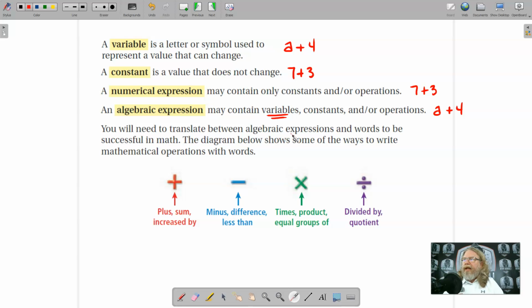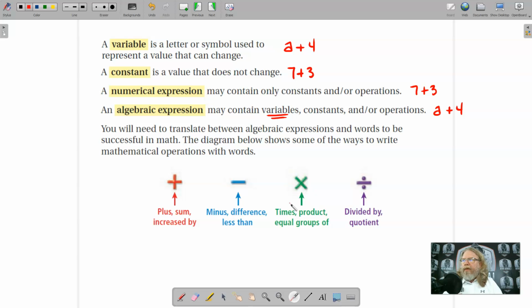So let's go ahead and read further. You'll need to translate between algebraic expressions and words to be successful in math. The diagram below shows some of the ways to write mathematical operations with words. So what words do we use to represent certain operations? Well, we have addition, subtraction, multiplication, and division. For addition, we use words like plus, sum, or increase by: 7 plus 3, the sum of 7 and 3, or 7 increased by 3. For subtraction, we use words like minus, difference, and the phrase less than: 7 minus 3, the difference of 7 and 3, or 3 less than 7.